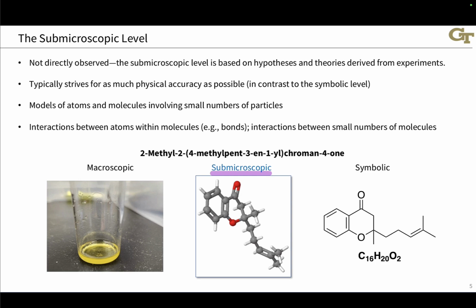Anything that happens on the single molecule scale or single formula unit, or even a few formula units, maybe up to 20-ish or so, this is all the submicroscopic level. And at the submicroscopic level, we'll see the interactions between atoms within the molecule, chemical bonds, right? We also might see interactions between small numbers of molecules, and we're going to return to this at the end of the video when we look at the lingering questions here.